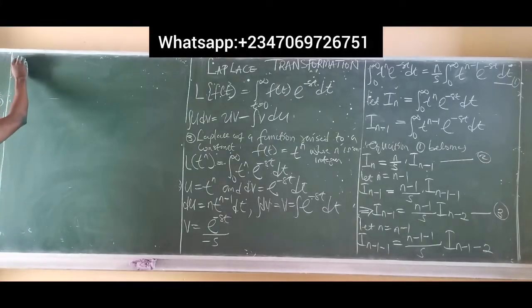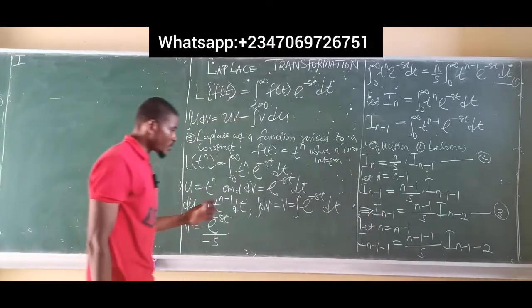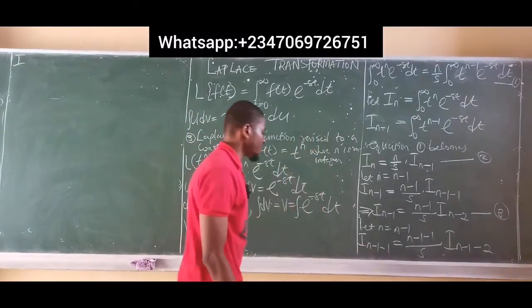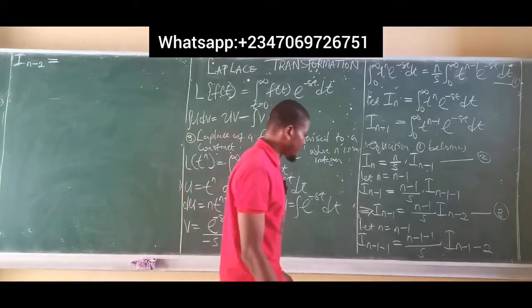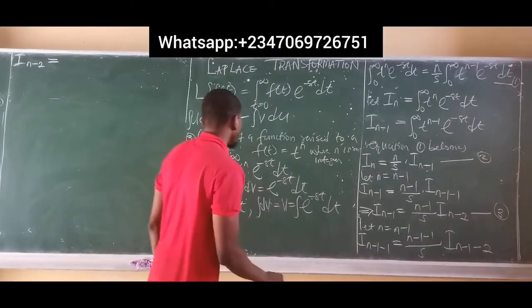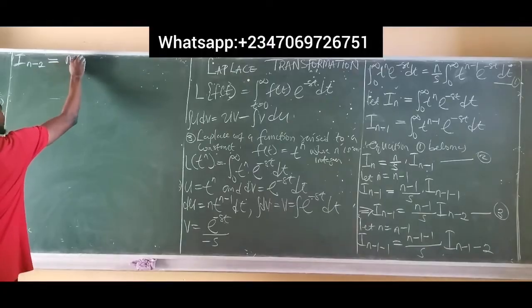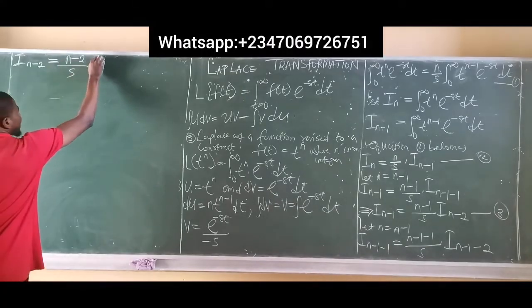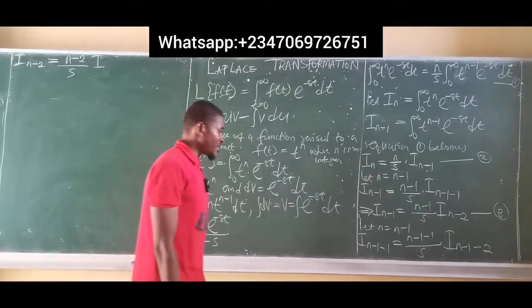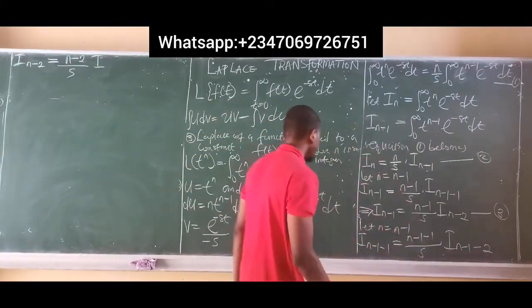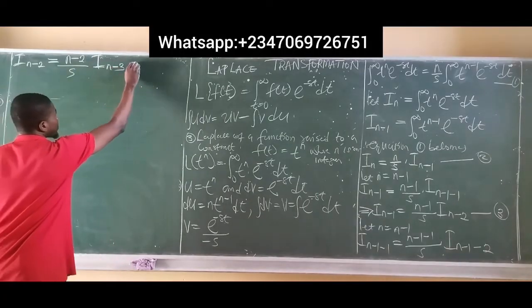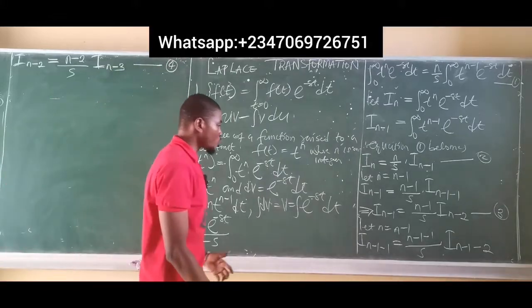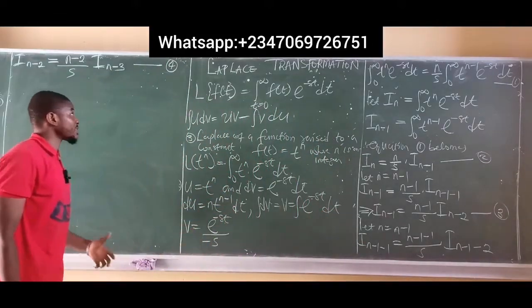All right, so from here this becomes what? N minus 1 becomes n minus 2. So this is n minus 2, which is equal to, here I have n minus 1 becomes n minus 2 all over s times I. Here I have n minus 1 minus 2, that gives us n minus 3. So times I n minus 3. Call this equation 4.